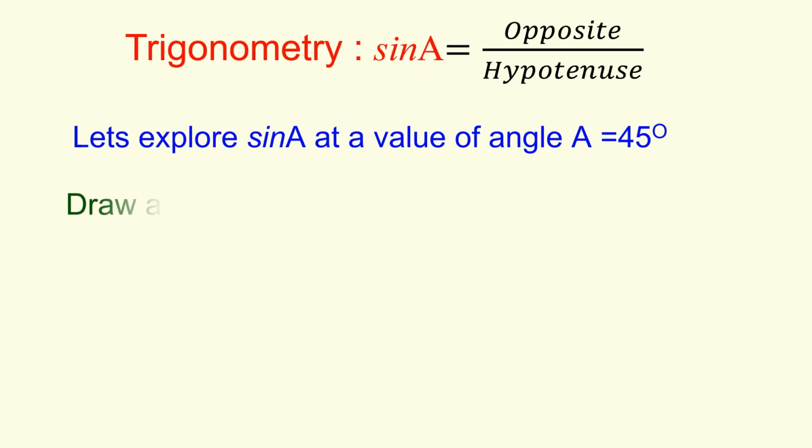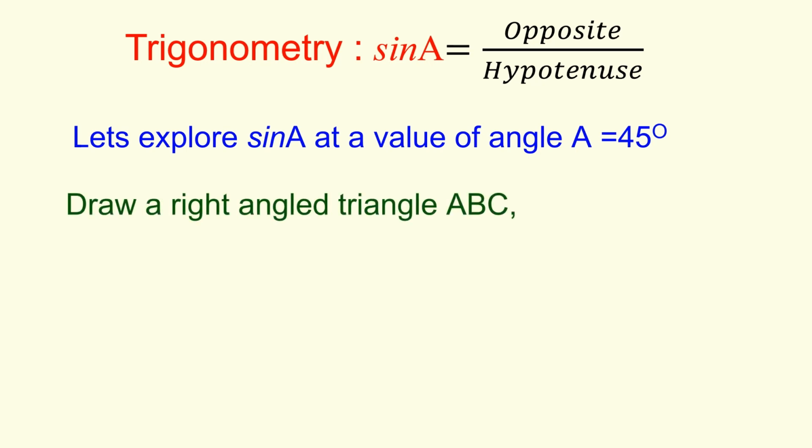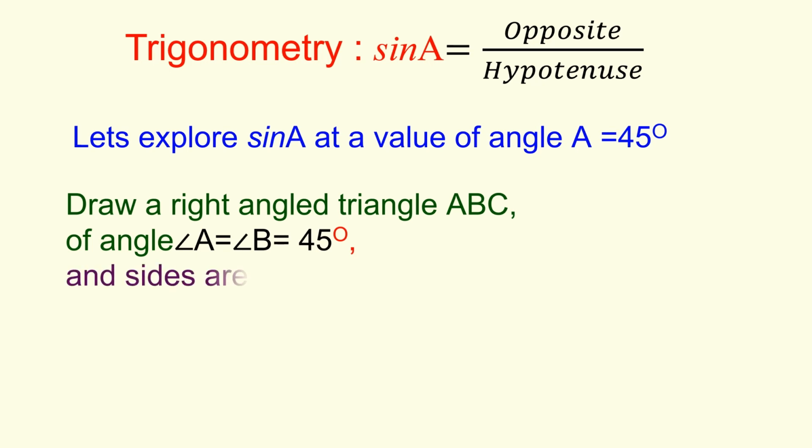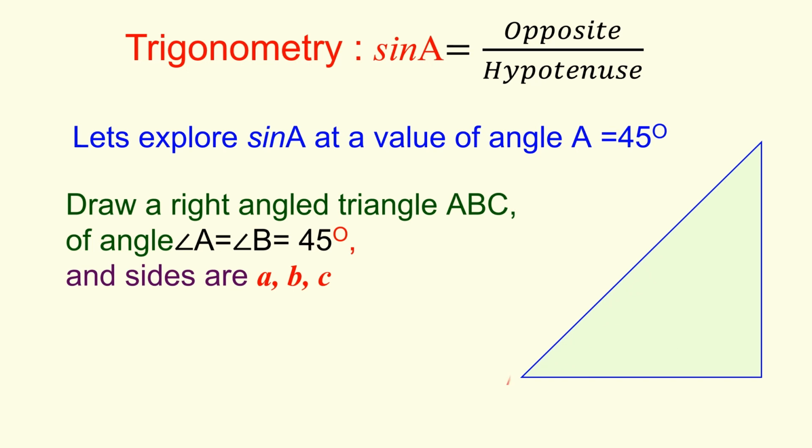Let's explore now sine of angle 45 degrees. Draw a right-angled triangle ABC with angle A equals angle B equals 45 degrees, and angle C equals 90 degrees, with sides a, b, c.